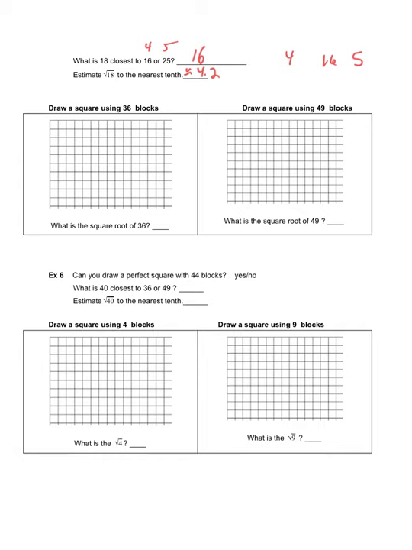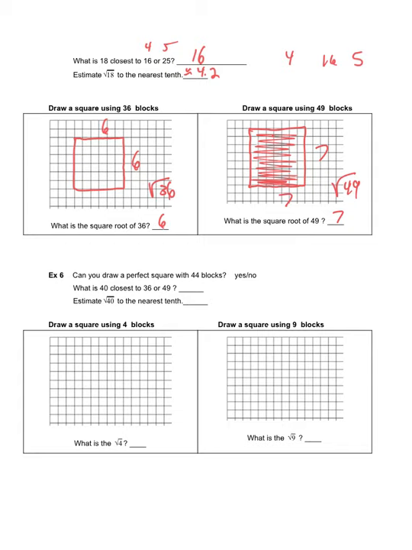All right, can we draw 36? 1, 2, 3, 4, 5, 6. Again, this is our square. It's a 6 by 6. The square root of 36 is 6. Now 49. 1, 2, 3, 4, 5, 6, 7. You get a 7 by 7. And the square root of 49 is 7. It's a perfect square because geometrically I can draw a perfect square.